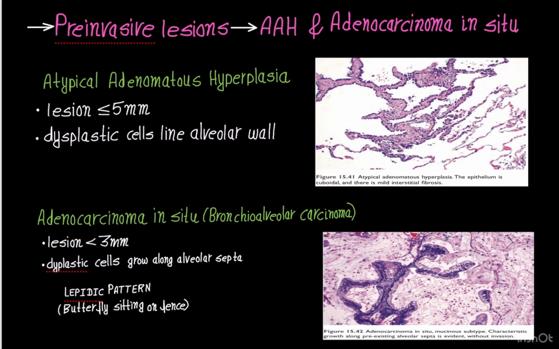While in adenocarcinoma in situ, which is also known as bronchoalveolar carcinoma, the lesion size is less than 3 mm, and the dysplastic cells grow along the alveolar septa. For example, if this is the alveolar septa, the dysplastic cells grow along this, giving a butterfly sitting on a fence appearance, which is called the lepidic pattern of growth. This is the diagram of adenocarcinoma in situ, where you can see the dysplastic cells growing on the alveolar septa, giving rise to the butterfly sitting on a fence appearance.